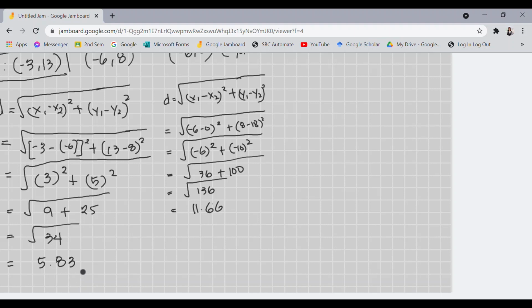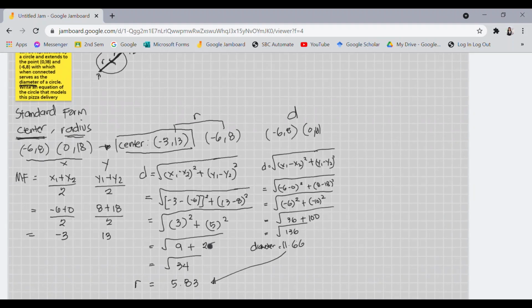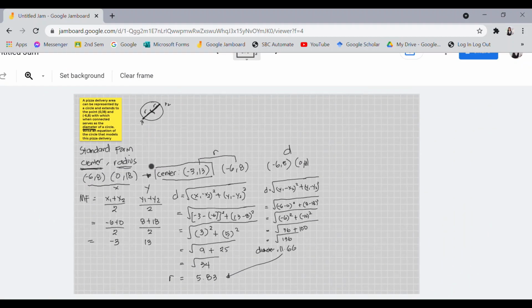Bakit po tayo magdi-divide? Because this is for the diameter. Okay? This is for the diameter. And to get the radius ang hinahanap natin, you will divide 11.66 by 2. As you can see, that will still result to 5.83. Okay? So, that means both solutions are correct. We now have the coordinate of the center at negative 3, 13 and the value or the length of the radius at 5.83.